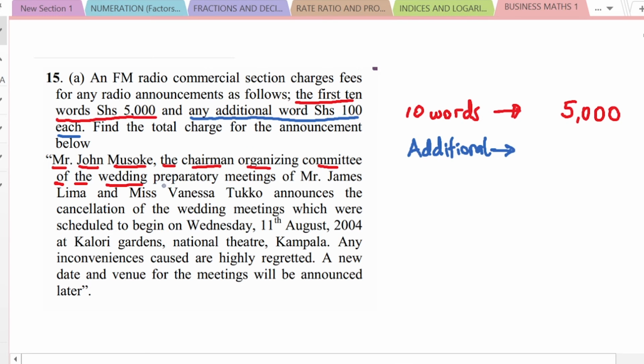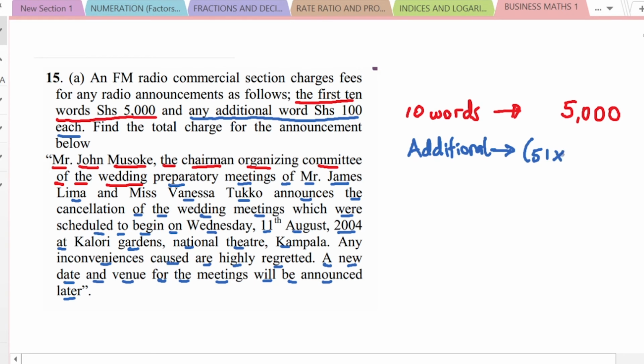So how many additional words are there after the first 10 words? So we have 1, 2, 3, 4, 5, 6, 7, 8, 9, 10, 11, 12, 13, 14, 15, 16, 17, 18, 19, 20, up to 51. So the additional ones are 51.